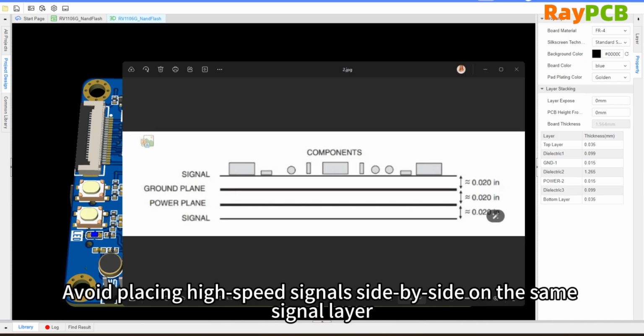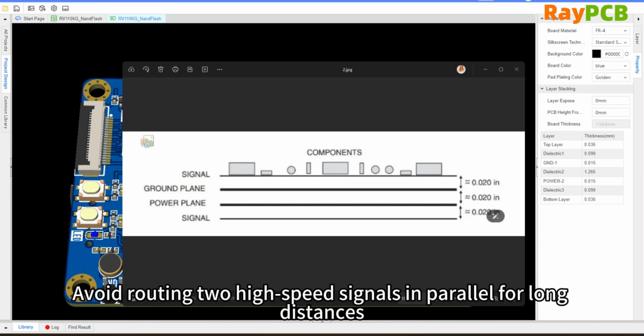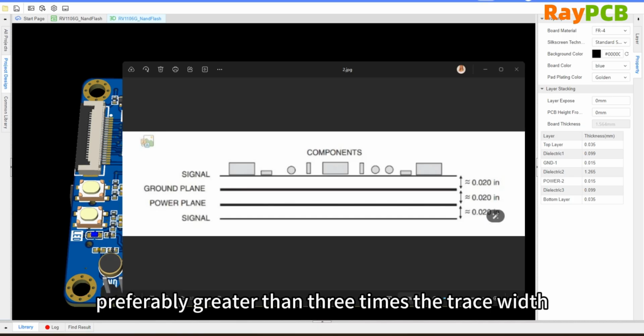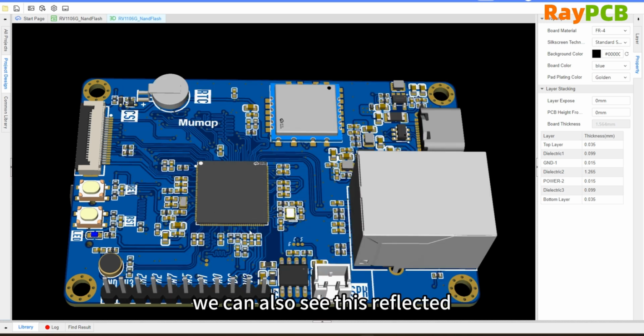Avoid routing high-speed signals in parallel on the same signal layer, and avoid having two high-speed signals run parallel to each other for long distances. If parallel routing is unavoidable, you should increase the spacing between them. Ideally, the distance should be more than 3 times the trace width.